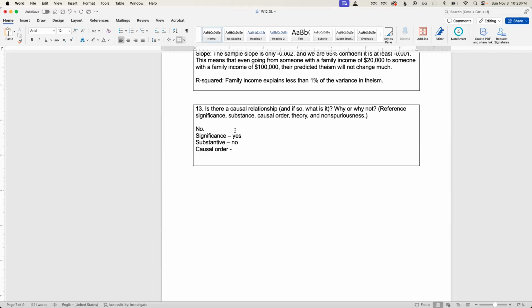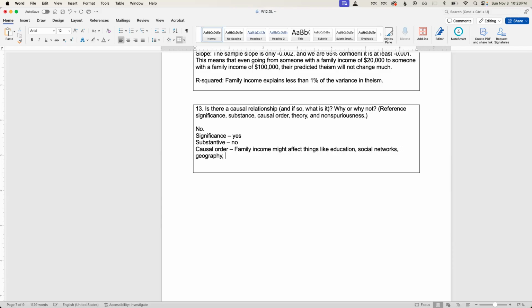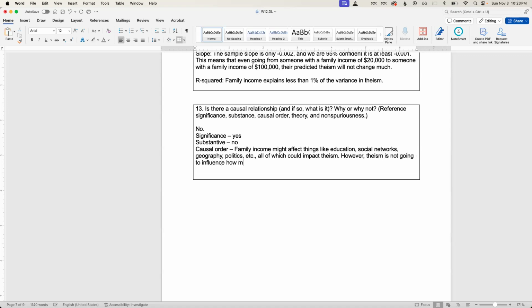So I think it makes more sense that family income might affect things like education, social networks, geography, politics, etc., all of which could impact theism. However, theism is not going to influence how much your family makes. Therefore, the causal order is correct, right?